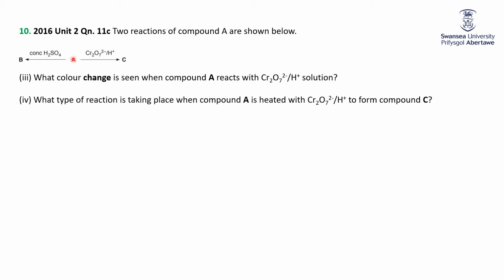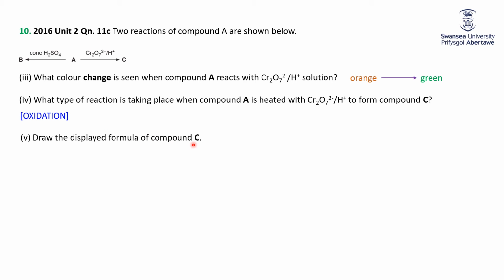Staying on this, now we are talking about C. What color change is seen when A reacts with the acidified dichromate solution? Well, dichromate, of course, starts as orange, and then it goes to the chromium 3, which is green. What type of oxidative reaction is taking place? Well, we've kind of already talked about that. It's an oxidation. Anytime you see acidified dichromate, acidified chromate, you know it's going to be an oxidation, because this is a super duper oxidizing agent.